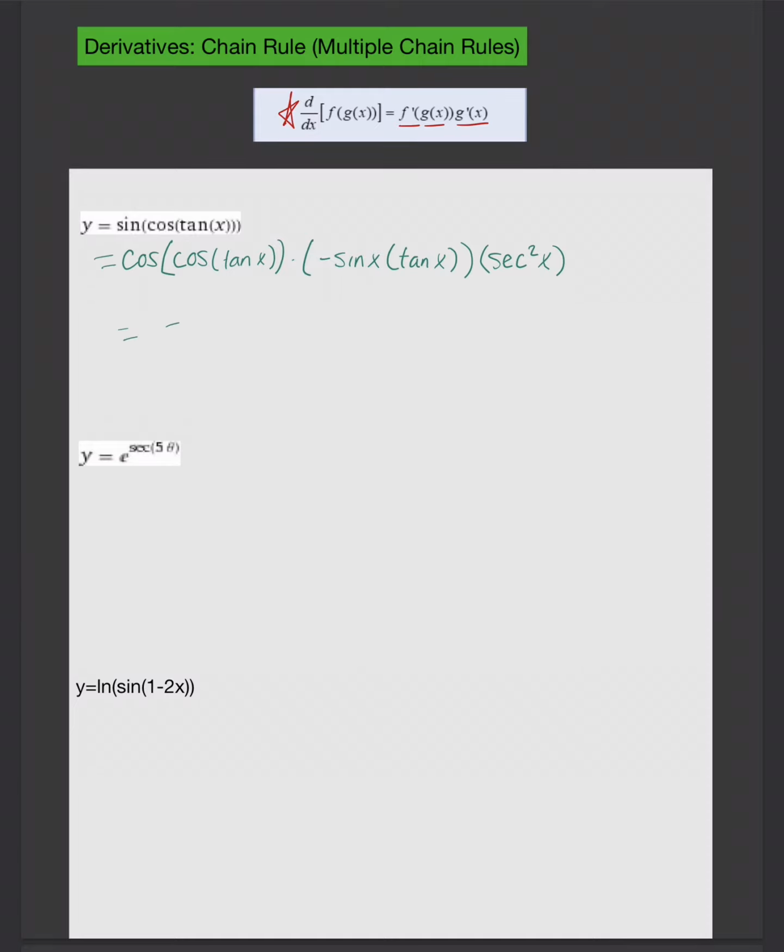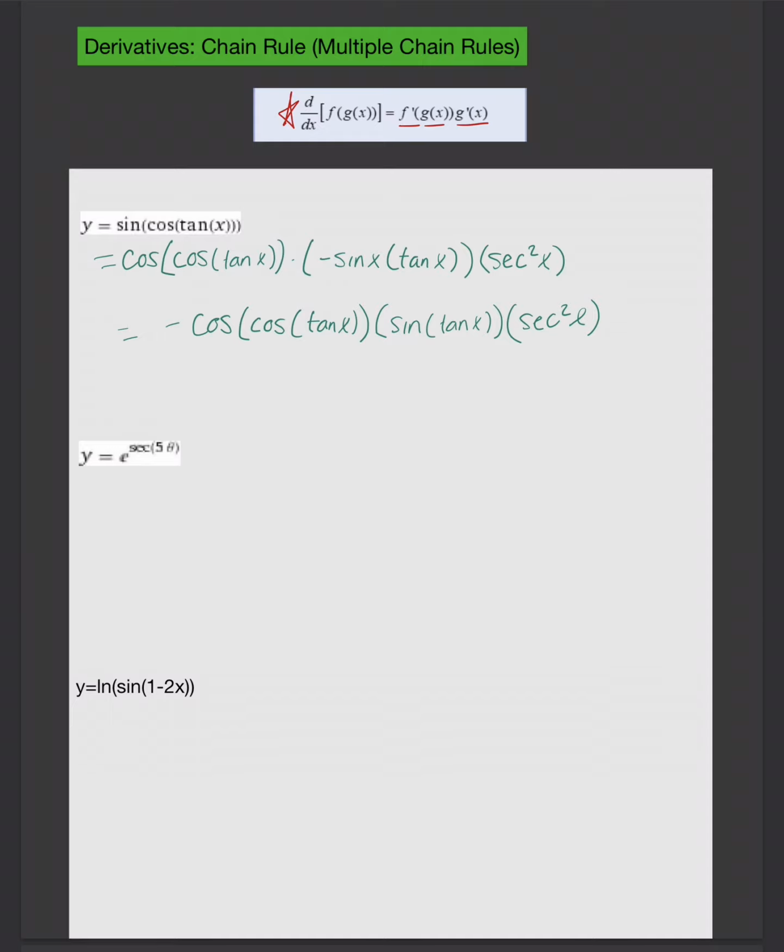We can take this negative all the way out front, and we'll have cosine, and then our cosine tangent of x times our sine with our tangent of x, and then times our secant squared x. So that's the derivative for that one, and we did the chain rule multiple times.